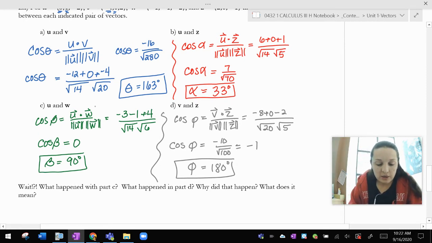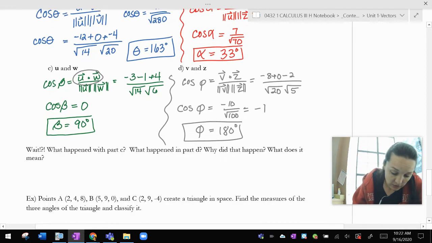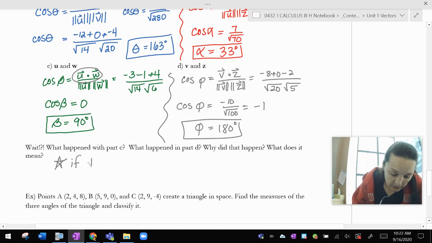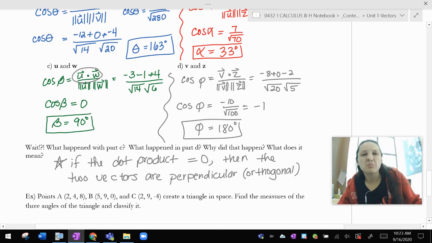So what it means here is when we had a dot product that went to 0, that means cosine theta equals 0. And the only time that happens is when your angle is 90 degrees. That's a big deal. You need to make sure you know that. If the dot product equals 0, then the 2 vectors are perpendicular. And in this class, sometimes we will call that orthogonal. Because believe it or not, there are kind of different kinds of perpendicularity. So perpendicular or orthogonal, you can use either word, that's fine.